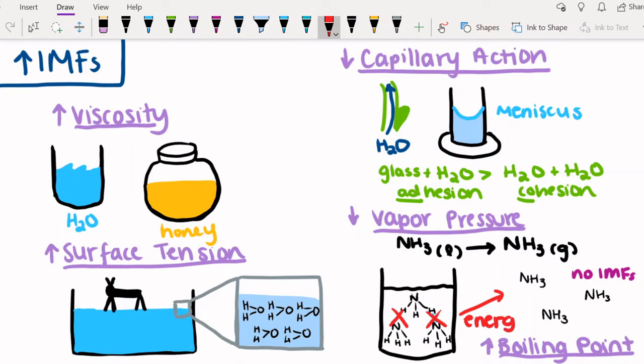For example, salts like sodium chloride have strong ion-ion intermolecular forces, which means they have a really high boiling point. Think about it, when have you ever seen gaseous sodium chloride? Hopefully never, because it has a boiling point of 1,465 degrees Celsius.